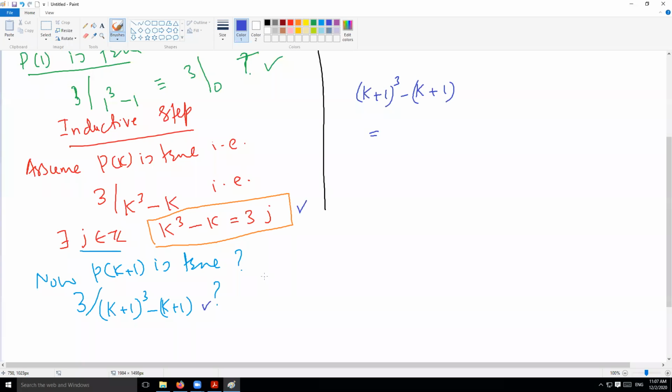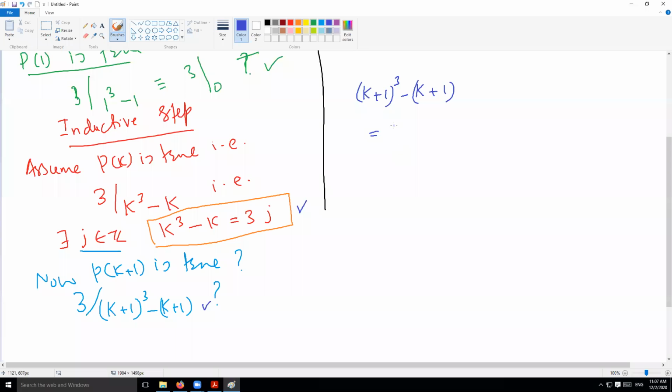But in order to use this fact, I must have k cube minus k. But I don't have k cube minus k here. Can I have in some way k cube minus k here? Can someone give me a hint? How to get k cube minus k from this expression? Sir, expand (k+1) whole cube. Expand it, this is very good.